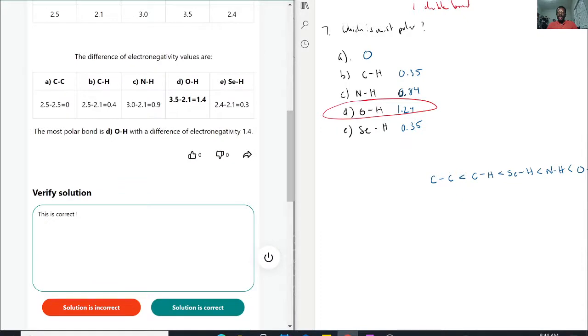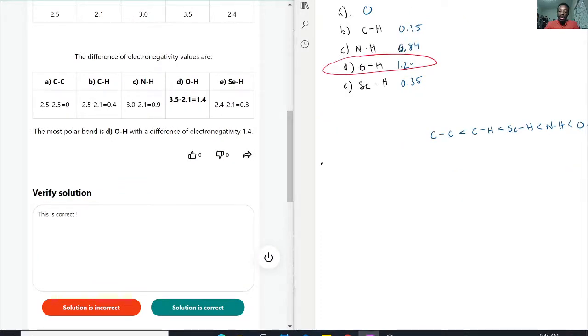And with that being said, just make sure you pay attention to which periodic table you're using, and that you are consistent when you're pulling up the electronegativity. You don't want to be pulling up electronegativities from different periodic tables. As you can see, we have quite different numbers, so it's important to keep that consistent.